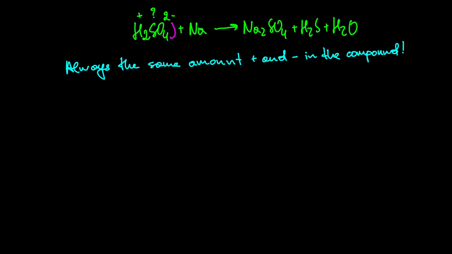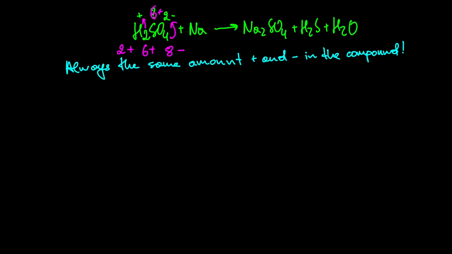We multiply subscript with charge, and because of that, oxygen gives us 8 minuses. Hydrogen gives us 2 pluses. So we have 2 pluses and 8 minuses. So sulfur should be 6 plus, to even out positive and negative particles.